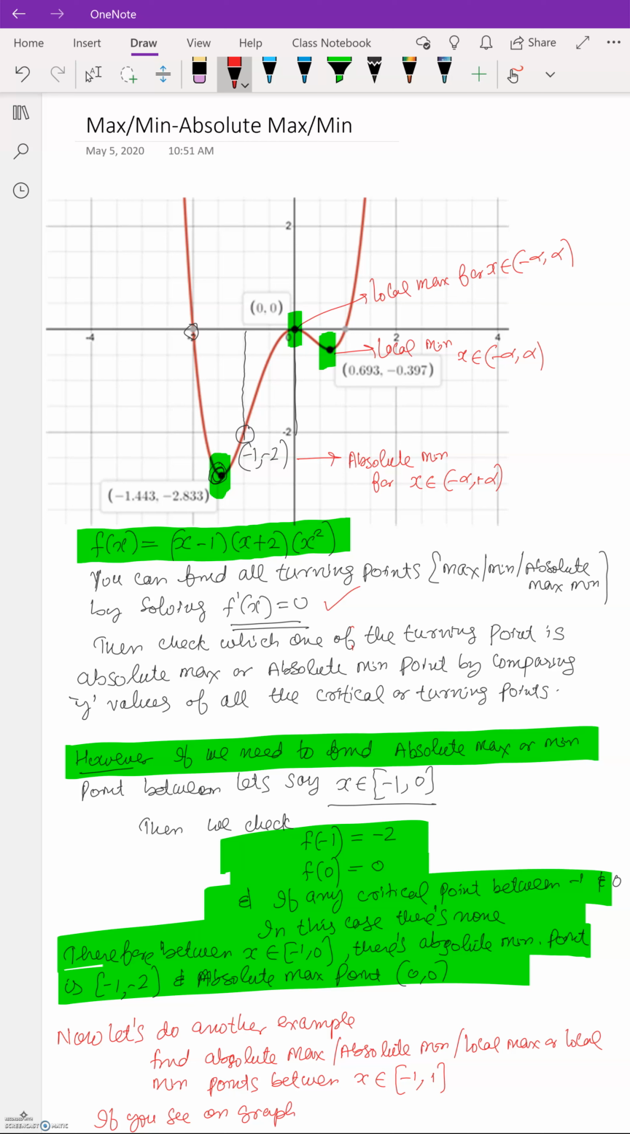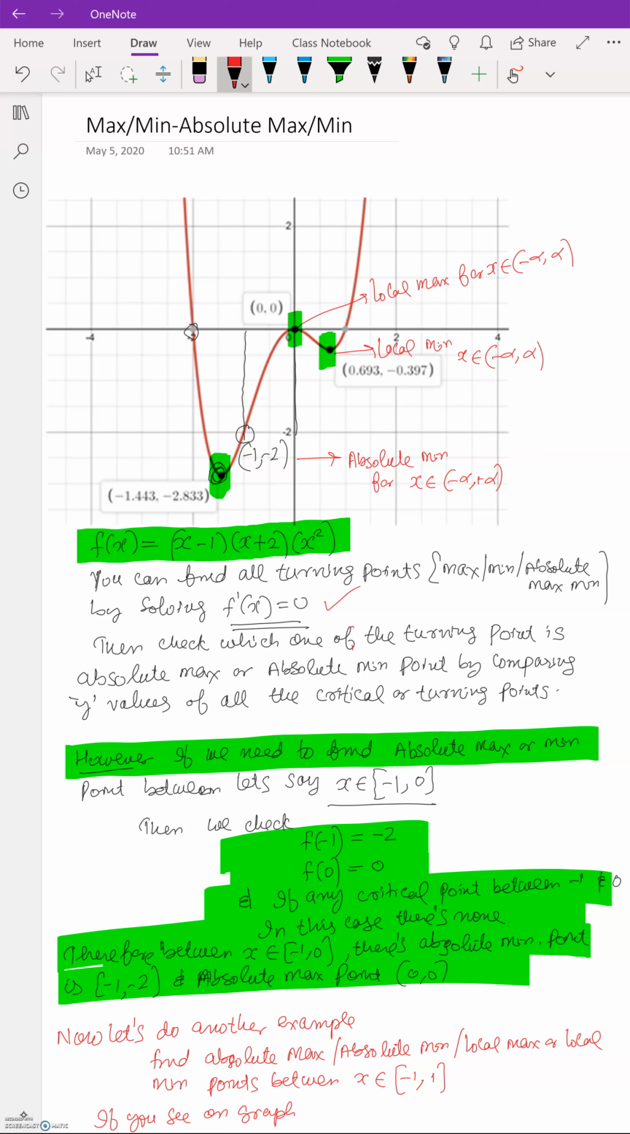So it's straightforward. You find all the critical points and then check which are absolute max or absolute min. If there's nothing, then there will be local max and local min. Remember, there's a confusion that absolute max and absolute min points are not found the same way we find critical points. No, it's the same thing. You find all the critical points, and they may all be local max or local min, especially when we have an odd degree polynomial function. We know there can't be any absolute max or absolute min point, so all those points will be local max and local min.